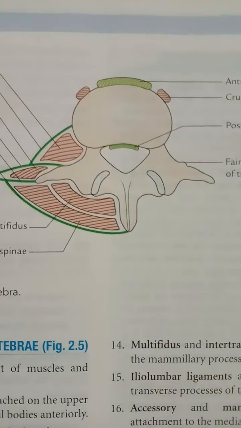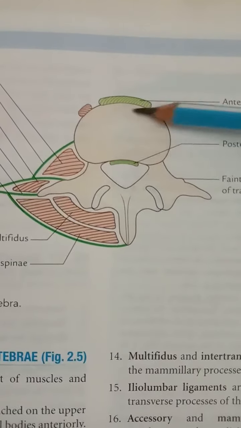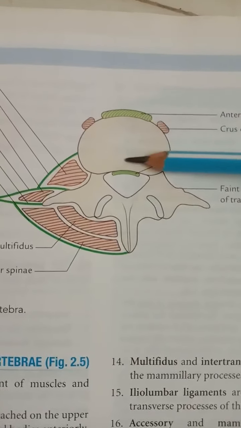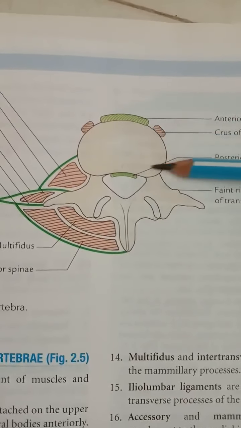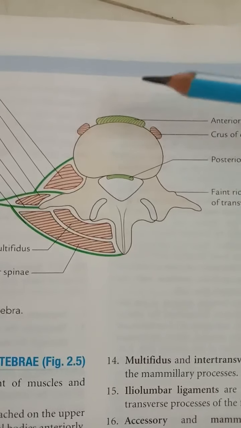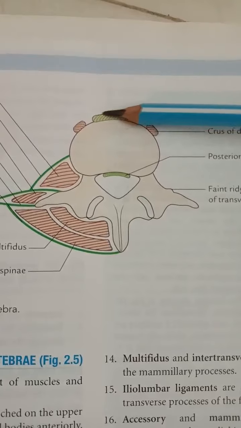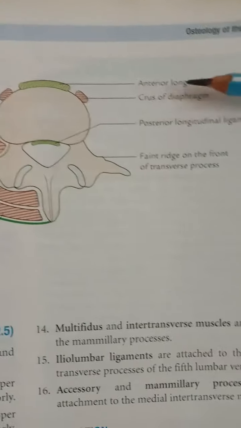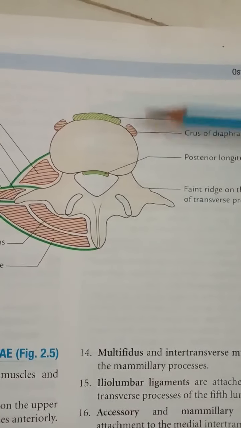Let's see the attachments related to the lumbar vertebra. First, the body. The upper and lower surfaces of the body provide the attachment of the intervertebral discs. Then the upper and lower borders give attachment to the anterior and posterior longitudinal ligaments. So here, the green color is the anterior longitudinal ligament, and this is the posterior longitudinal ligament.